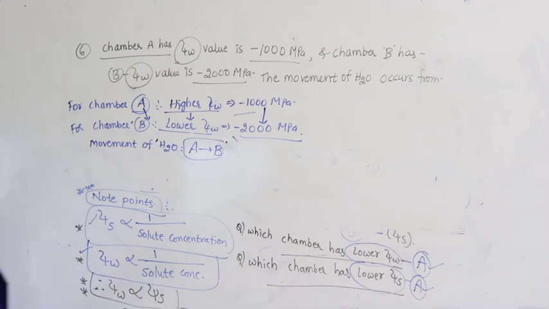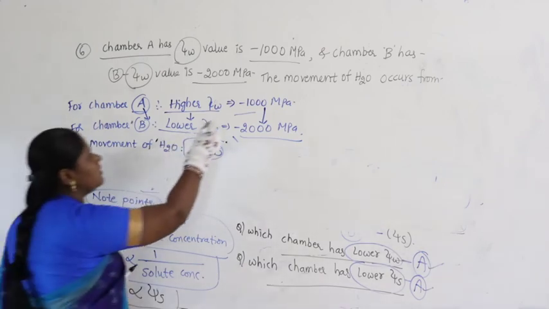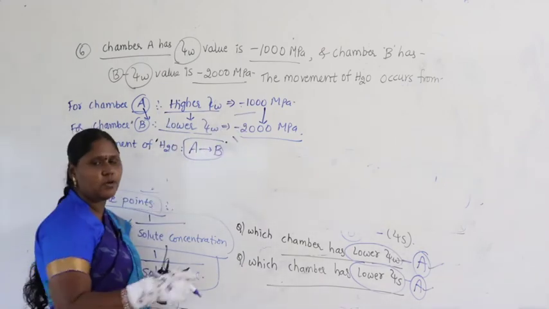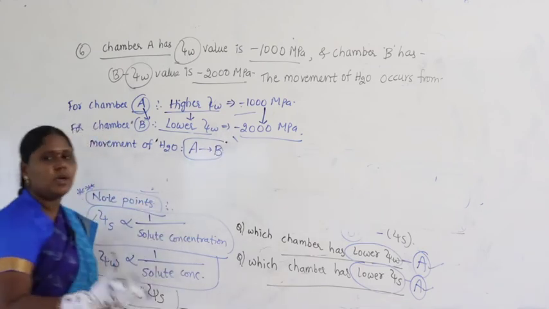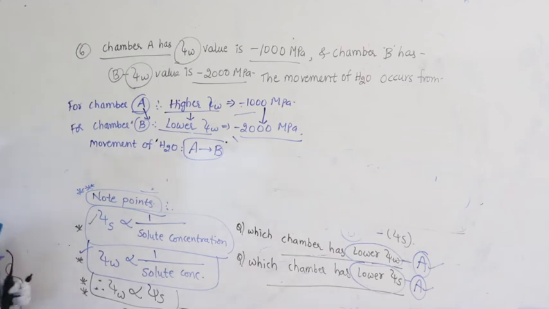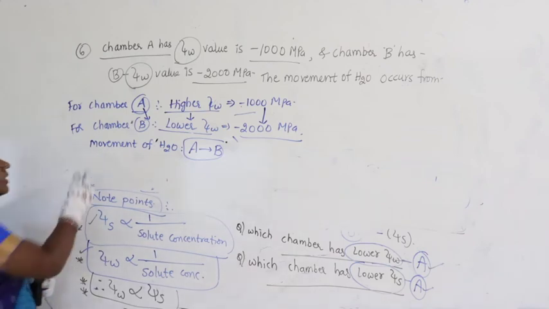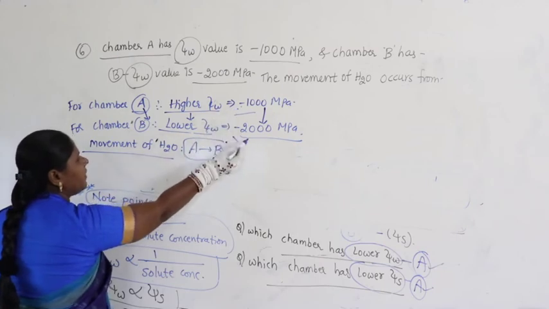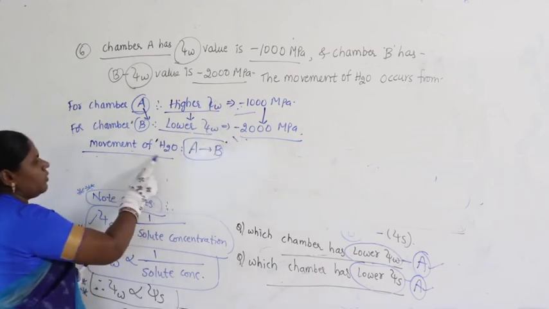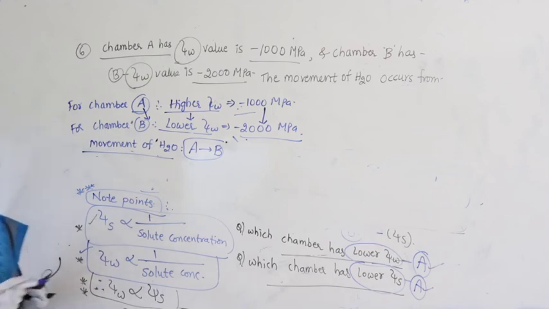I hope you all got it. The smaller the value with the minus, the greater the water potential. The bigger the value with the minus, the lower the water potential. Minus 1000 is a greater value compared with minus 2000, so the movement of water occurs from A to B.